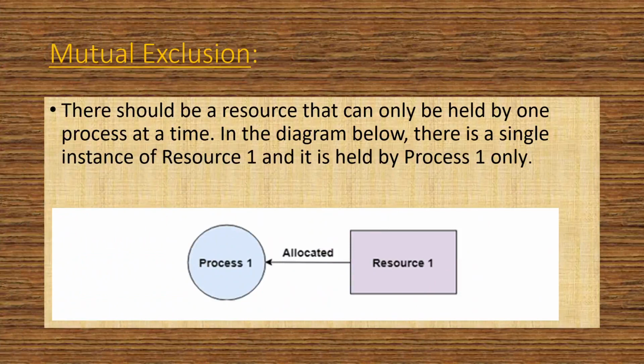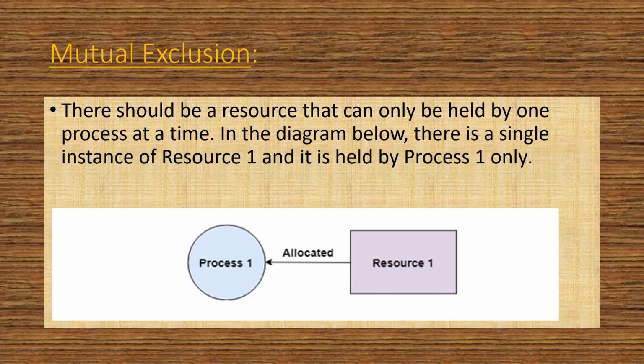Mutual exclusion means a process can use only one resource at a time. That means the resources are non-shareable by default. By default, it is not possible to share any resource by multiple processes. If a single resource is shared by multiple processes at the same time, then the results won't be accurate. There may be some wrong results.